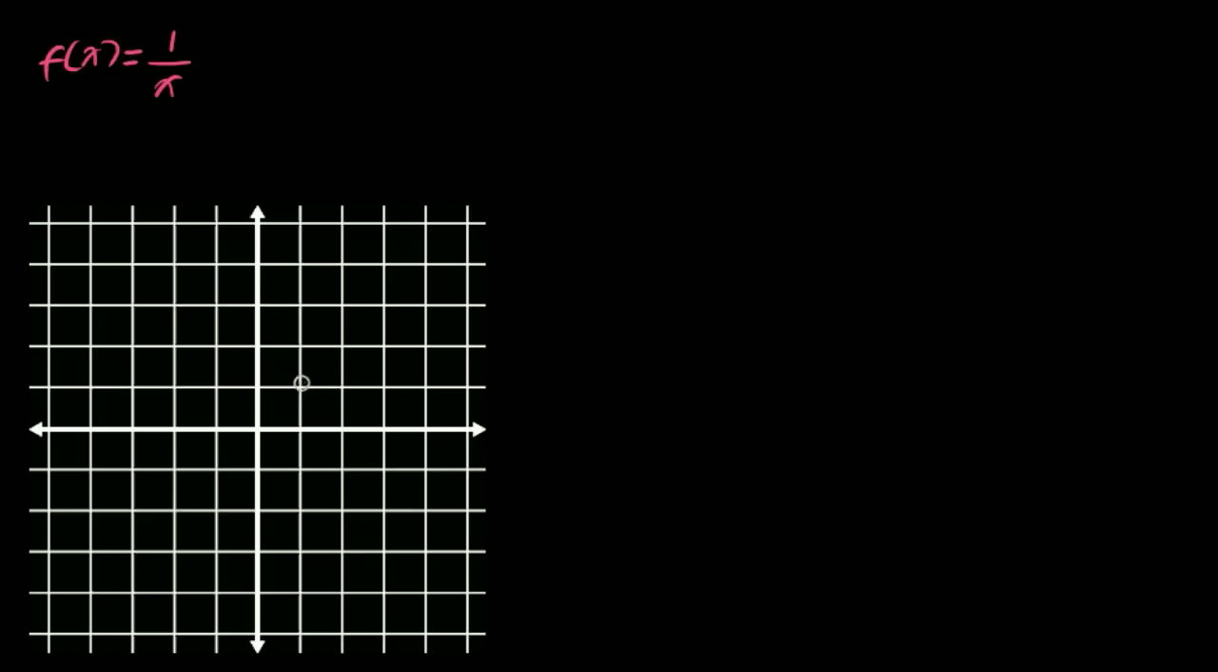And let's just plot a few points. At 1, we're going to have the point 1 divided by 1, so it's just going to be 1. And at the point minus 1, we've got 1 divided by minus 1, which is going to be minus 1.